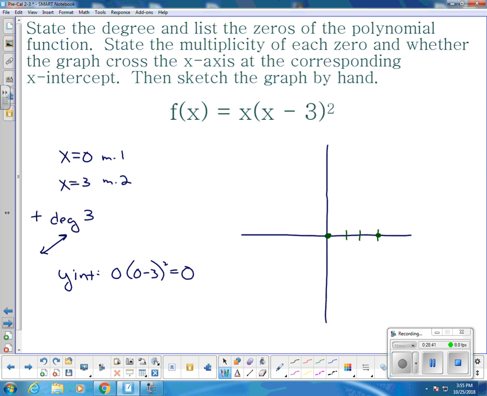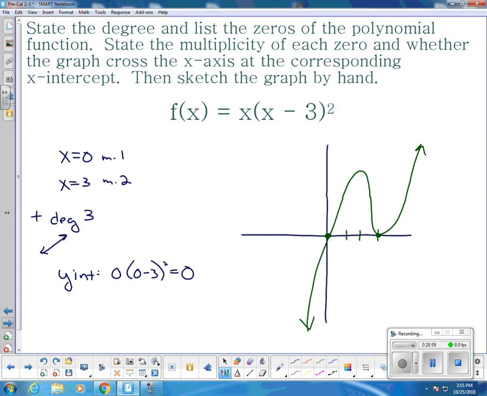So I have a simple cut. And then we come down and hit and go back up. So it's a simple root, just cutting straight through at 0, and then a double root at 3. So it's going to bounce and go back up.